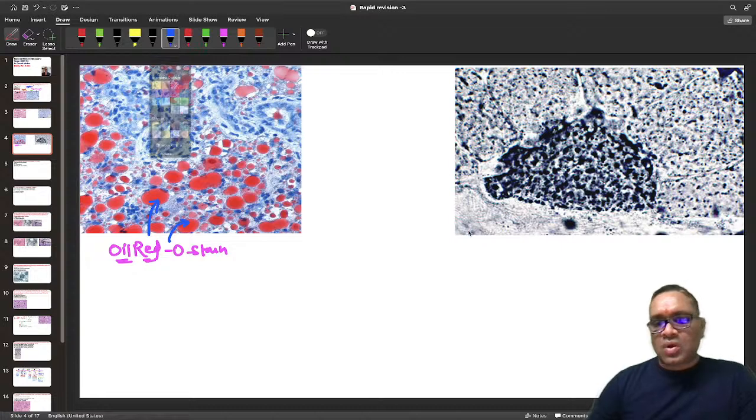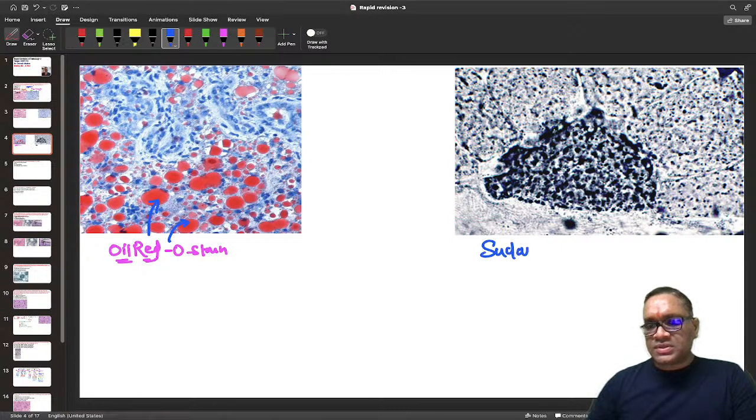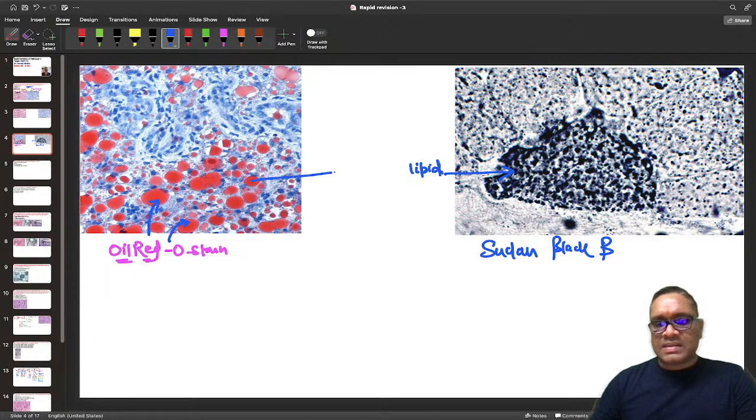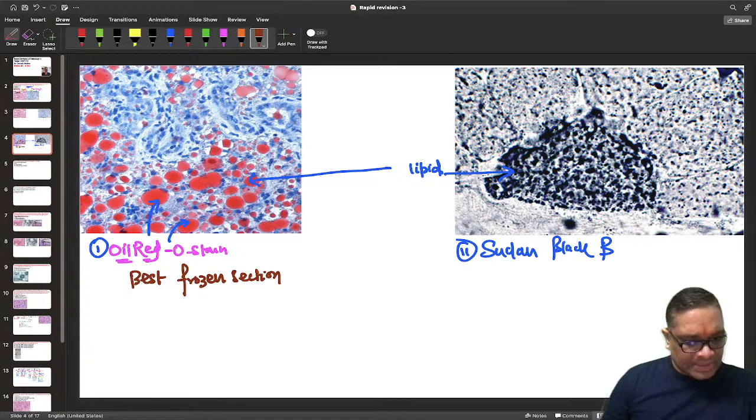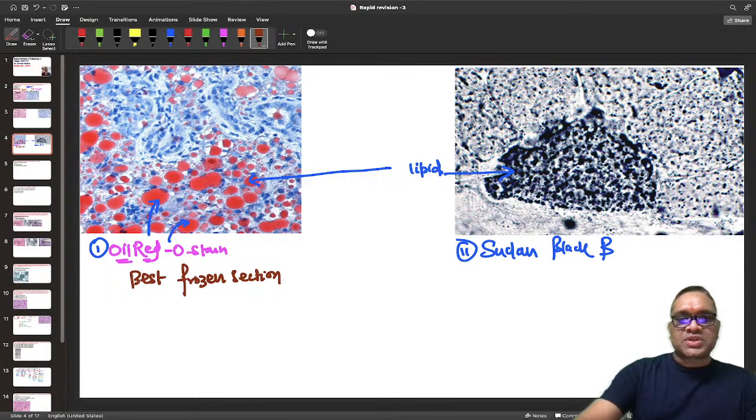This is Sudan black B positive, right? This is the Sudan black B stain, where you can see this black color is the lipid accumulation. So lipid is black here, lipid is red there. So oil red O and Sudan black B, these are the two stains. And remember, oil red O stain is the best stain for lipid on frozen section. So remember, it is best for frozen section to identify lipid, right? Clear? Nice question.